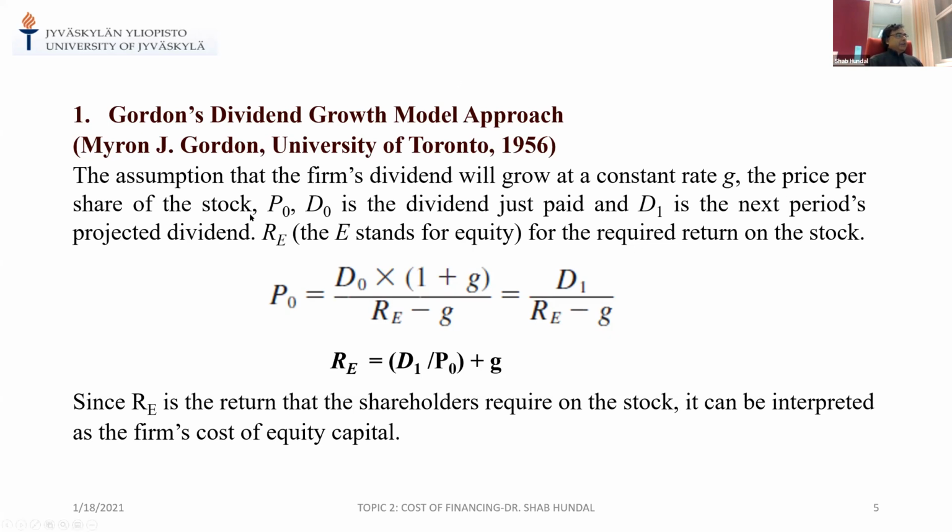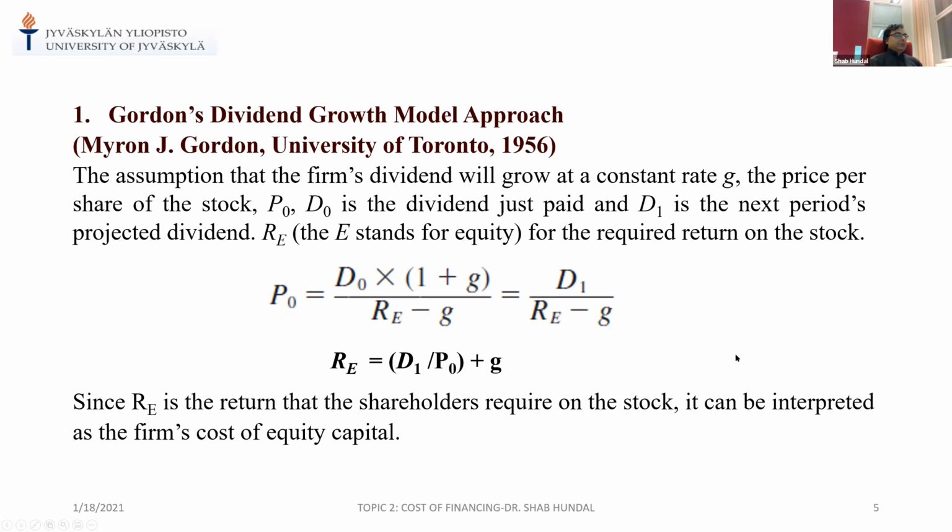And then the price per share of the stock, we symbolize it with P0. The current stock price, 0 always means the current time, the 0 time. And then we have D0, which is the dividend which we have just paid. I deliberately use the words just paid, meaning in period 0. And D1 is the next period expected dividend, which will grow at the constant growth rate G. And R subscript E is the required return on the equity stock.